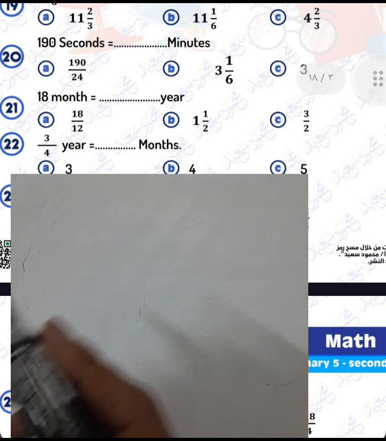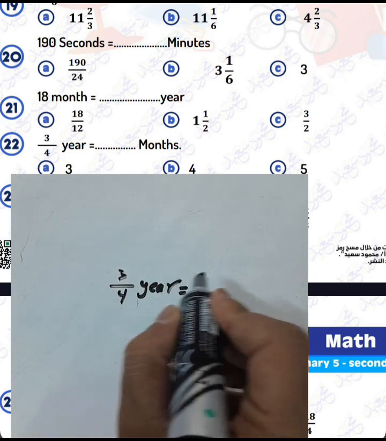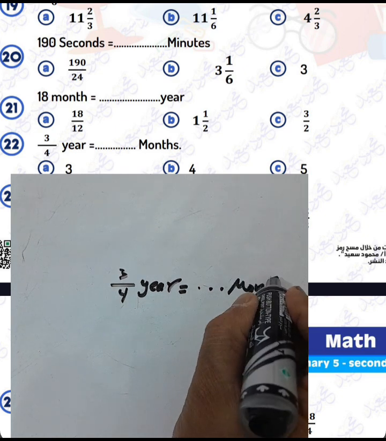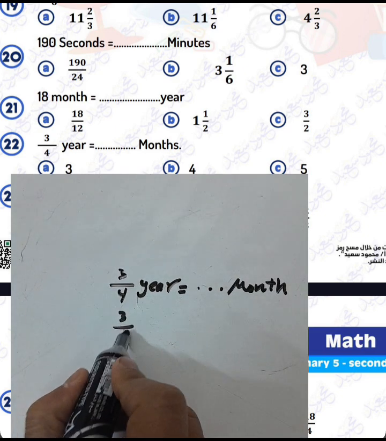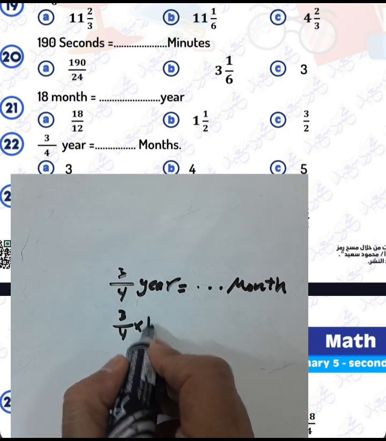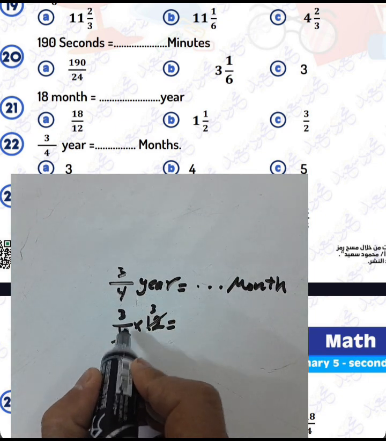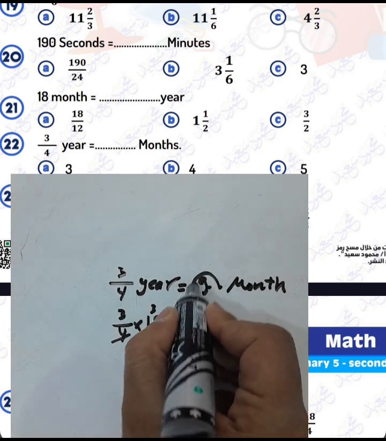Question 22, 3/4 year equal space months. We can write 3 over 4 product by what? We know 1 year equal 12 months. Then product by 12 and 12 divided by 4 equal 3. 3 times 3 equal 9. Then we can write here 9 months.